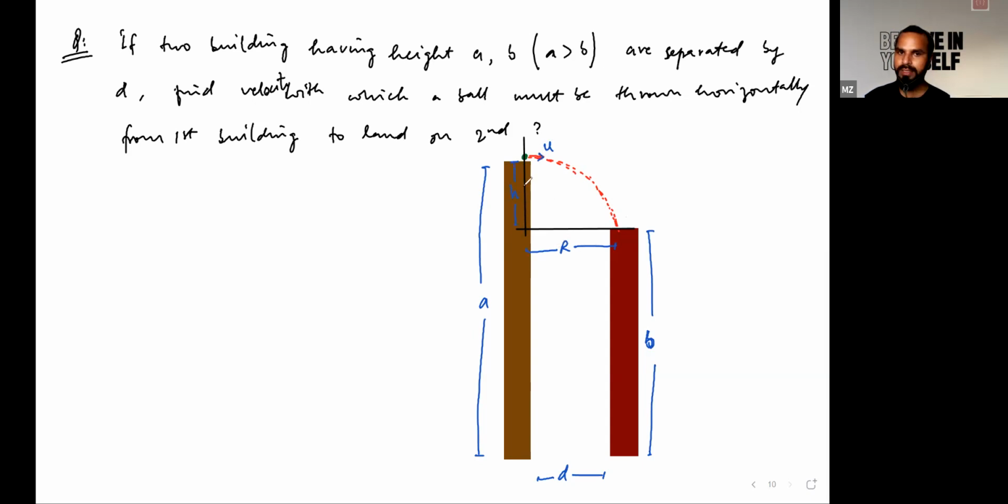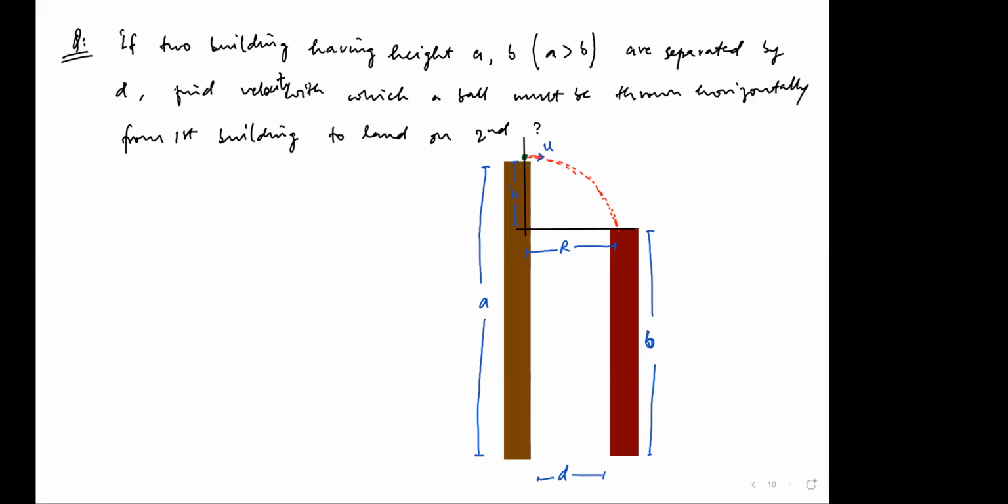So how do you calculate this particular h? Just take the difference of these two buildings. It will give you h. And what will be your r? It is nothing but the separation between the two buildings. Okay. Now use the relation of r with respect to h and try to find u. Is it clear to everyone? Yes, sir. Try to solve.